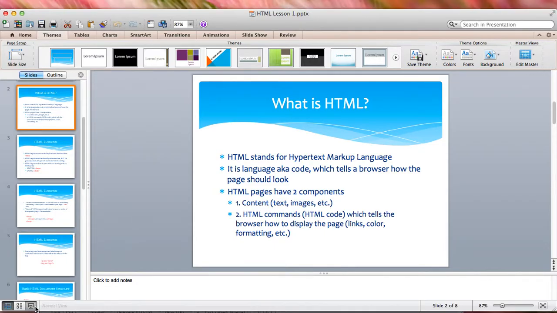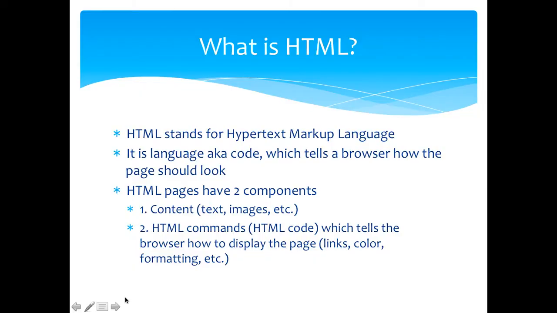All right. So it's a language otherwise known as code, which tells the browser how the page should look. HTML pages have basically two components. That's content, such as text, images, videos, links, that kind of thing, and also HTML commands, otherwise known as HTML code. And that tells the browser, again, how the page should look, how it should display. So it's going to tell it how to display the links, the color, the formatting, tables, pictures, everything.